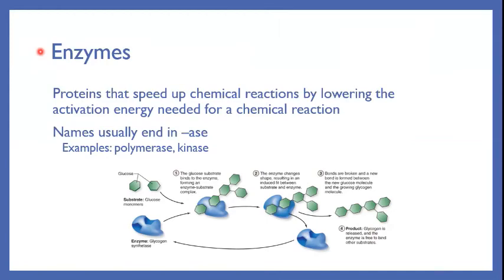Enzymes are proteins that speed up chemical reactions by lowering the activation energy needed for a chemical reaction. Think of them like little machines that are being built out of proteins. We use these all over our body. Chemical reactions typically require high heat to run. If you've ever added sugar to cold tea that was unsweet, how did that work for you?